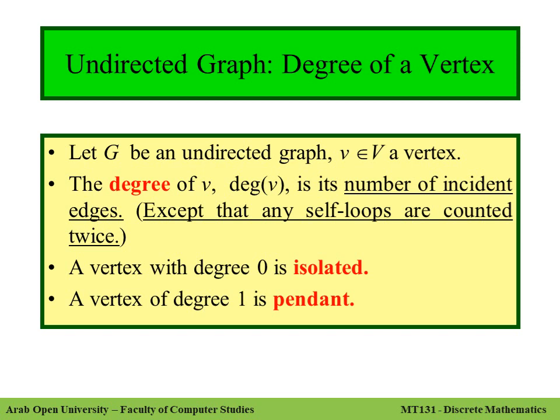If a vertex has degree 0, that means it's not incident with any edge, so we call it isolated. There's also a special term for a vertex of degree 1. It's called pendant. That means it's incident with one edge only. We call it pendant.